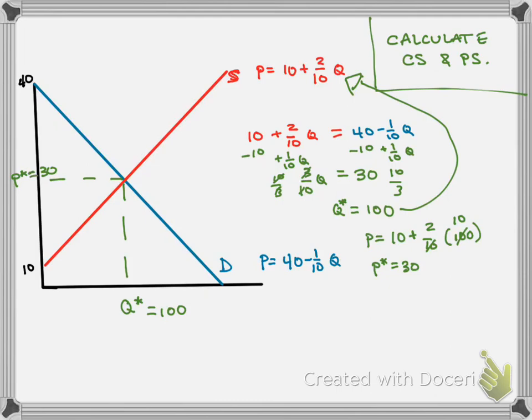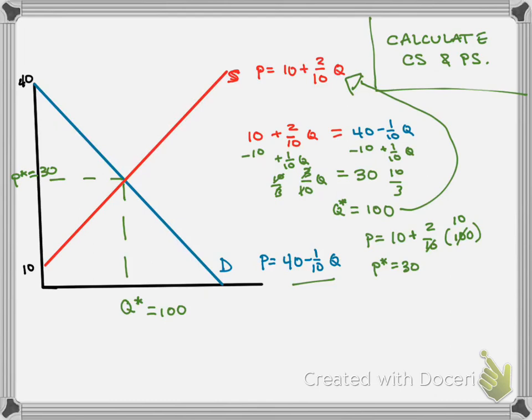Now, if you don't believe me, let's take 100 and put it into this equation here, our demand. So we get 40 minus 1/10 times 100. So that would be 40 minus 10, which is 30. You get the same answer.